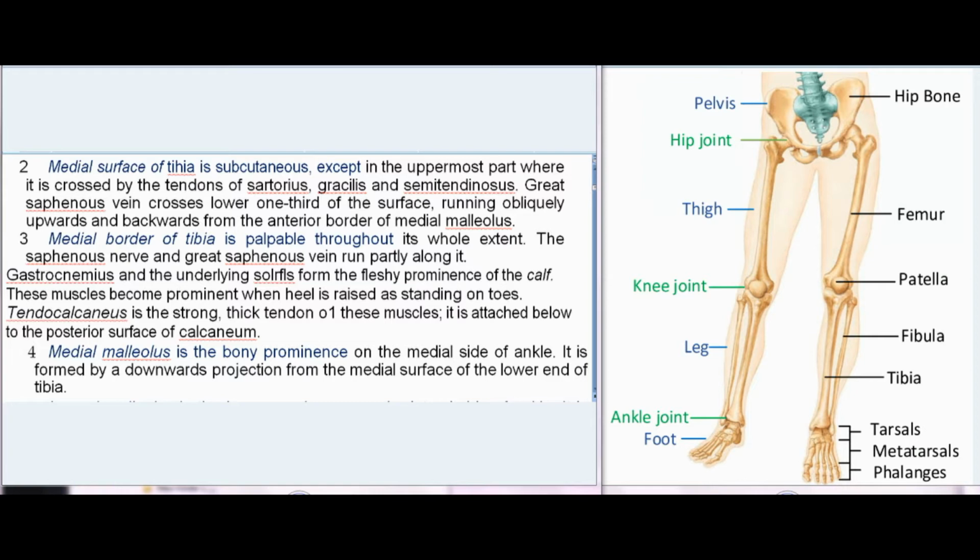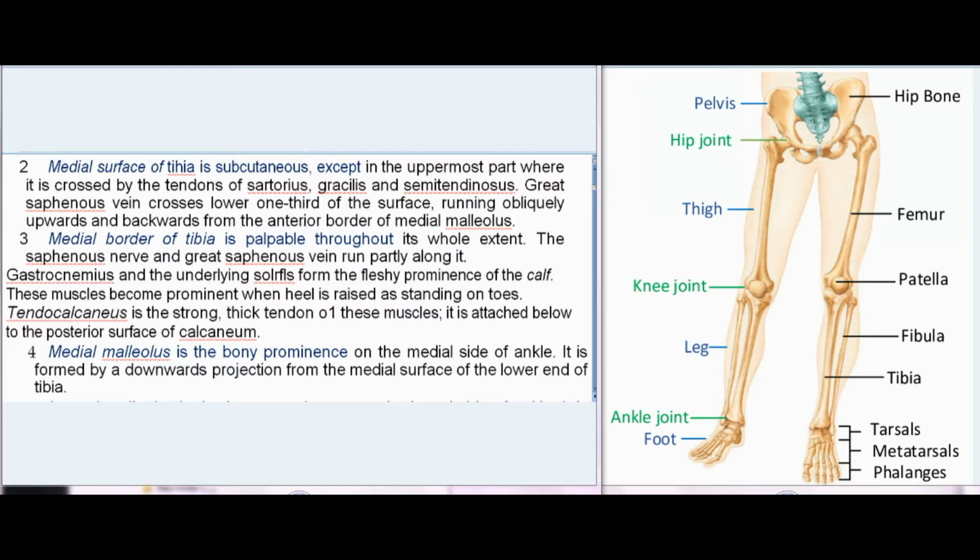Gastrocnemius and the underlying soleus form the fleshy prominence of the calf. These muscles become prominent when heel is raised as standing on toes. Tendocalcaneus is the strong, thick tendon of these muscles, attached below to the posterior surface of calcaneum.